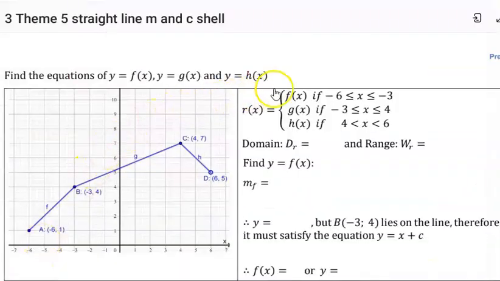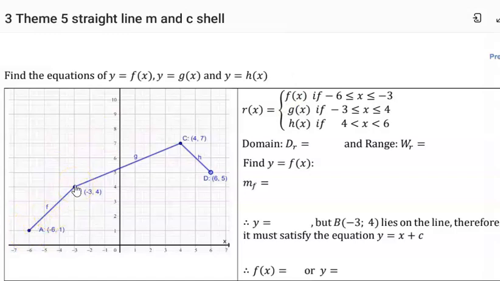Here we have again the piecewise defined function r of x with these three pieces together, and we want to find now the formulas of f, g, and h.